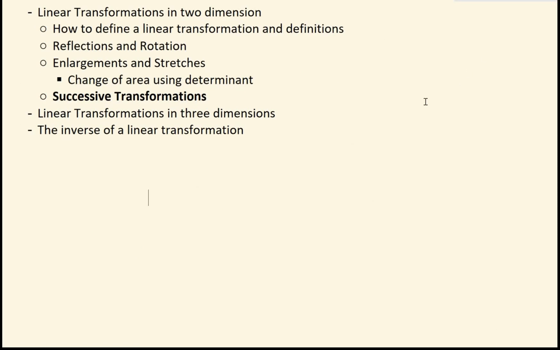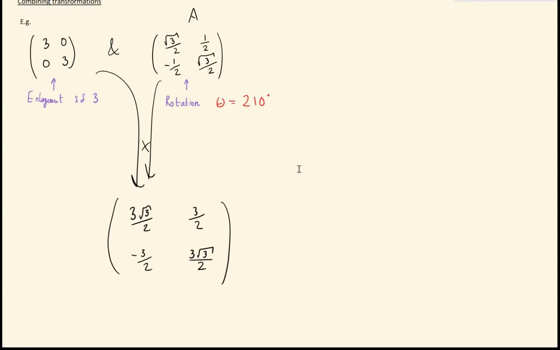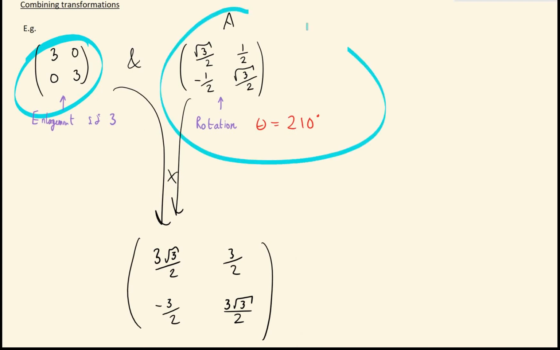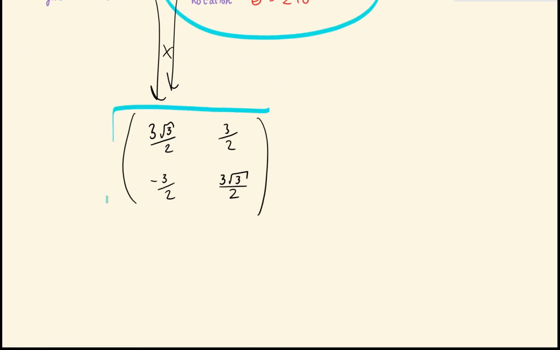So that was enlargements. Last thing to do with linear transformations is you can have successive transformations. This basically means we've got 1, 2 or even more transformations all merged together into one big matrix. So the basic idea is, say I want to do an enlargement of scale factor 3 and a rotation by 210 degrees. I could do that in one single matrix just by multiplying those two matrices together. And for this question, it doesn't matter which order you multiply those together actually. Either way, you would get this combined transformation matrix.